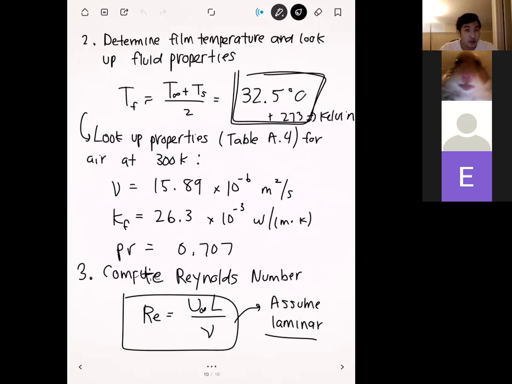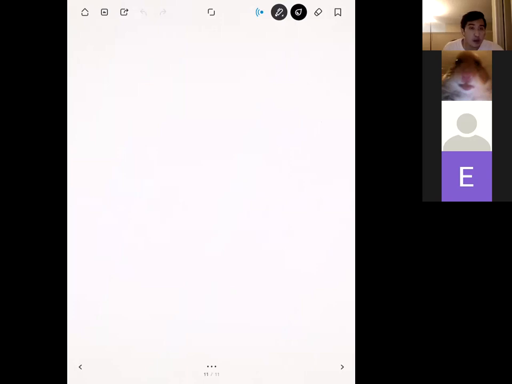Any questions on this so far? All right. So that's the Reynolds number. Step four, we need to decide whether we need a local Nusselt correlation, an average one, or a mixed one. In this situation, since we want to look at the overall heat transfer for the entire surface, we don't want local.